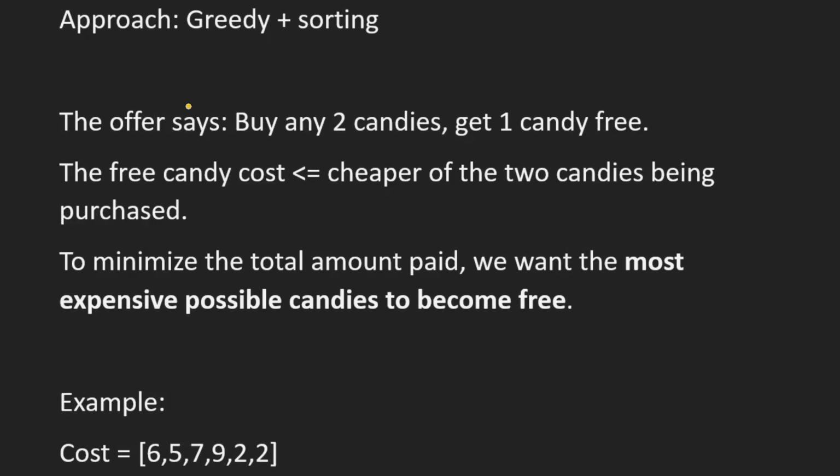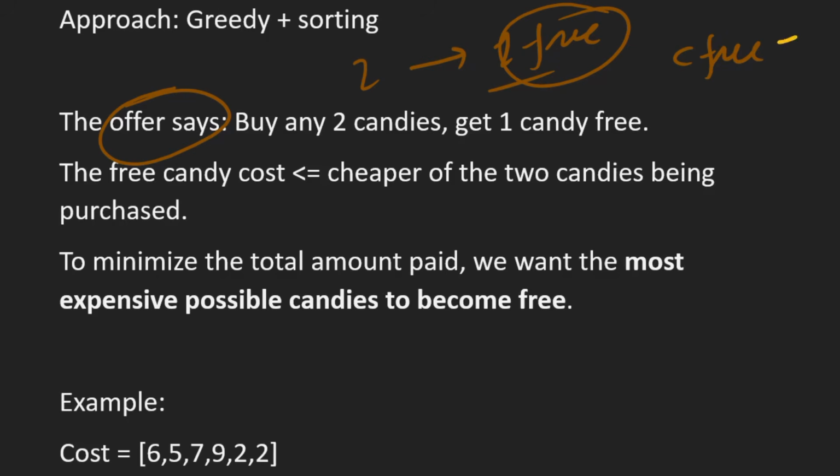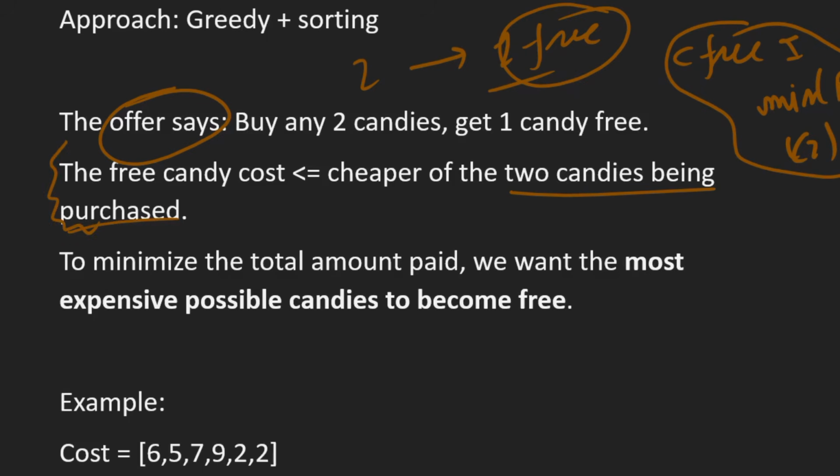What is our offer? Our offer is buy two candies and get one free, right? And the cost of the free candy should be less than or equal to the minimum of the cost of the first candy and the cost of the second candy, right? So this is the cost of the free candy, the minimum of the two candies that we have purchased. So this is the important condition.